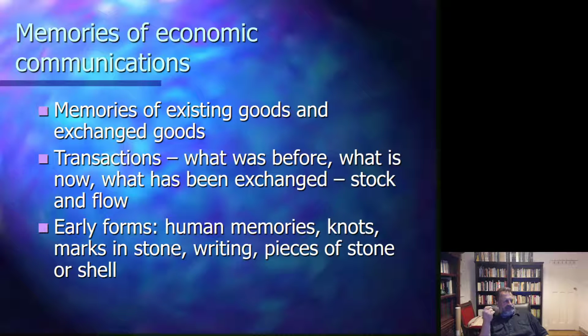Now, in the context of the economic system of the society, there are memories of existing goods and exchanged goods. So when there are transactions, there are certain stocks of goods that were there before, and there are exchanges of these goods which lead to a change in the stock and also show a change in the flow of these goods. So these are the economic transactions, which are measured in terms of stocks, which are the existing goods, and the flows of goods, which are the exchanged goods.